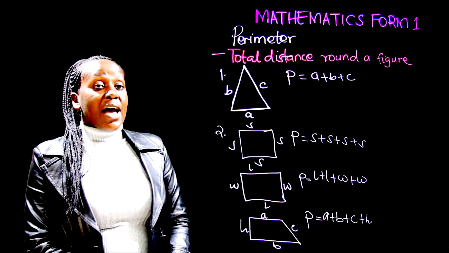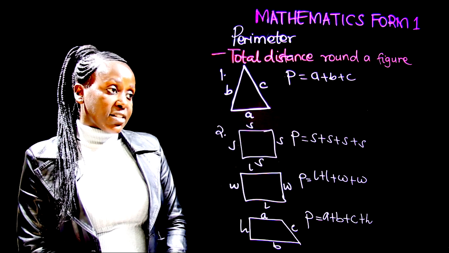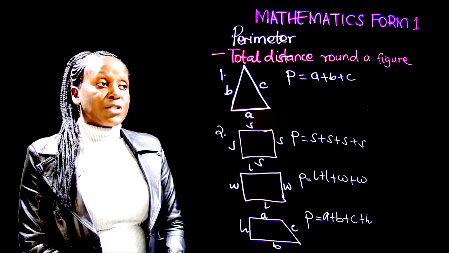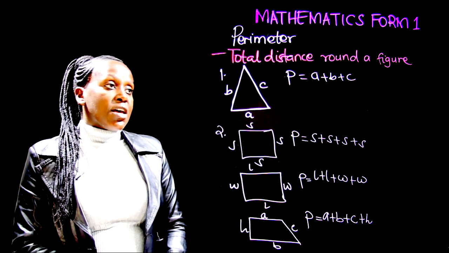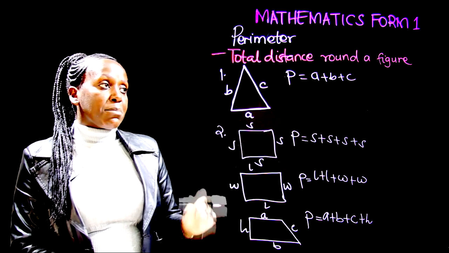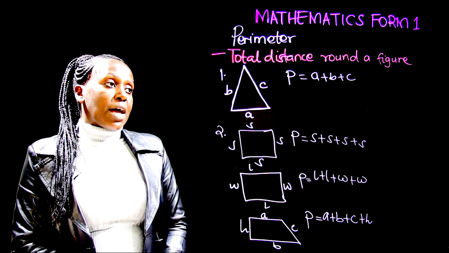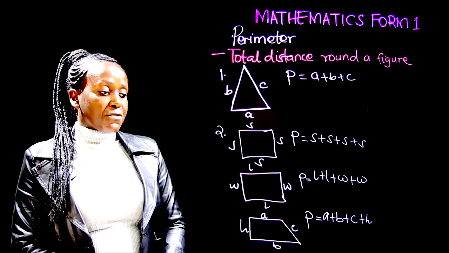So it doesn't matter how many sides the figure has. All you have to do is to ensure that you add the distance of every side. And when you have added all of them, then you will have determined the perimeter of that figure.